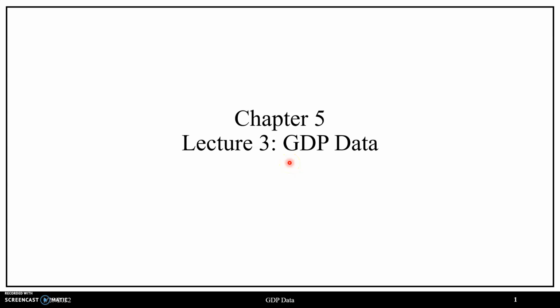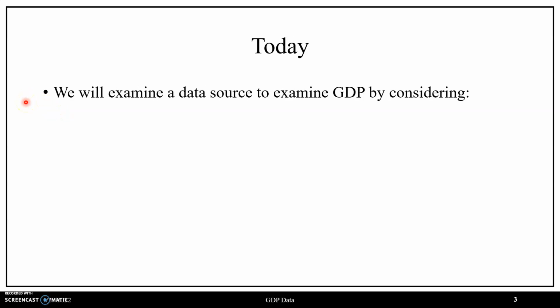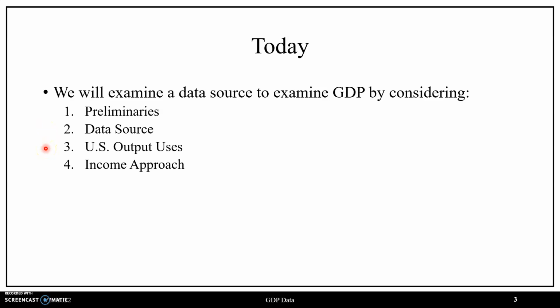In this video, we conclude our discussion on Chapter 5, where in our last video we examined how we could compare total output over time. In today's video, we'll examine a data source to examine GDP by considering some preliminaries to then consider our data source, and then go over how the US uses its output, and then conclude with the income approach.